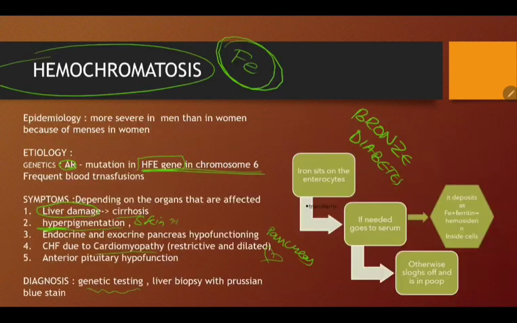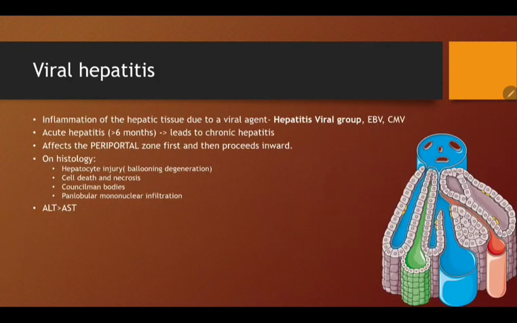Viral hepatitis. The next topic is viral hepatitis, and this is a big chunk, so just be prepared. Viral hepatitis is an inflammation of the hepatic tissue, mainly caused by the hepatitis viral group, but it can also be because of EBV and CMV. I will specifically be talking about the hepatitis viral group because that's the most common and most dangerous at times. It can be acute viral hepatitis, which is less than 6 months of onset, progression, and disease. If it's more than that, it leads to chronic hepatitis and then damage.